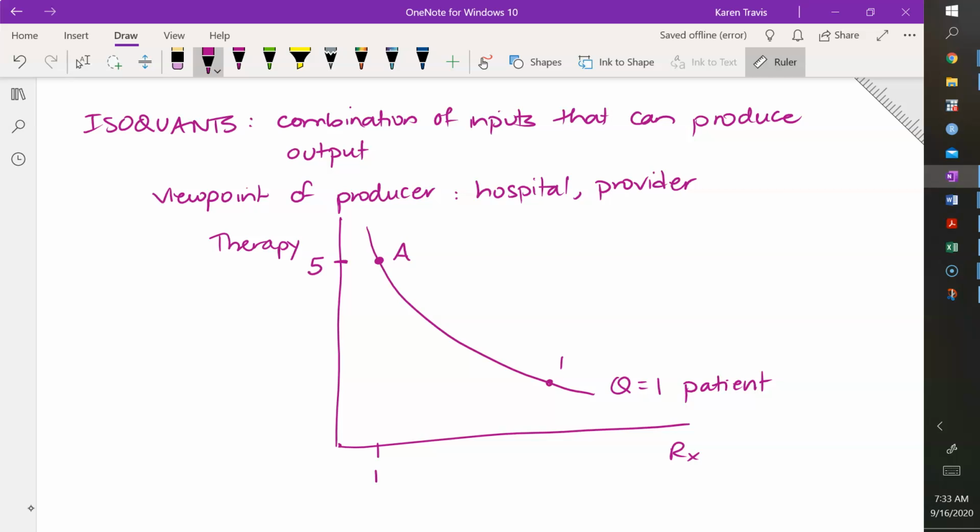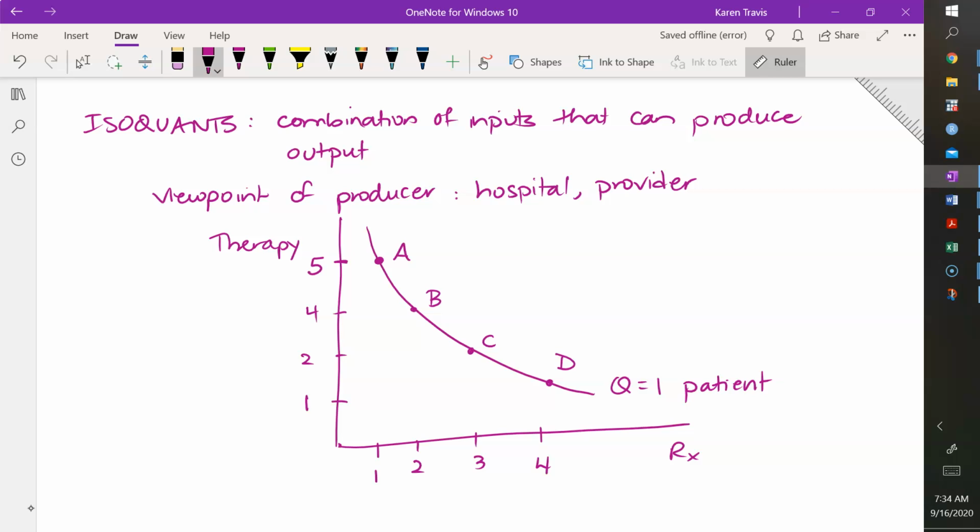So if this is on the same isoquant, let's suppose that is using the combination of only 1 therapy visit but 4 prescriptions. In this framework, this must yield the same amount of patients, 1, and the same level of quality, 1. If it does not, then they would not be on the same isoquant. So every combination on the isoquant just tells us about other options that are all equally effective.